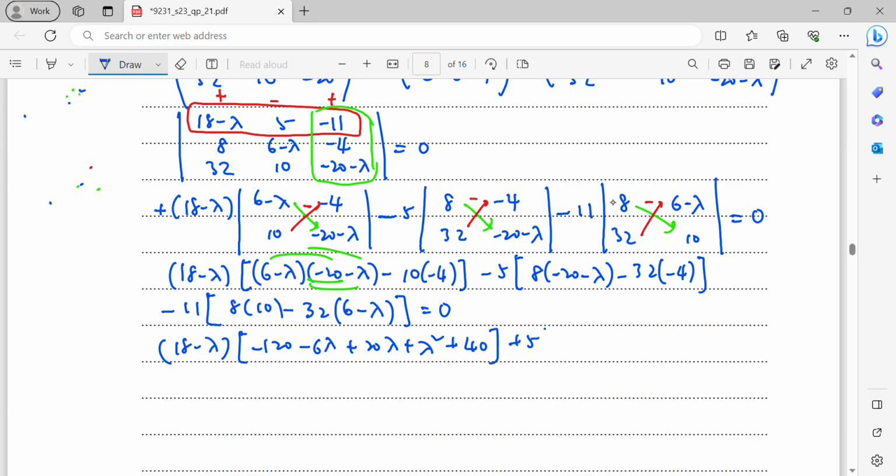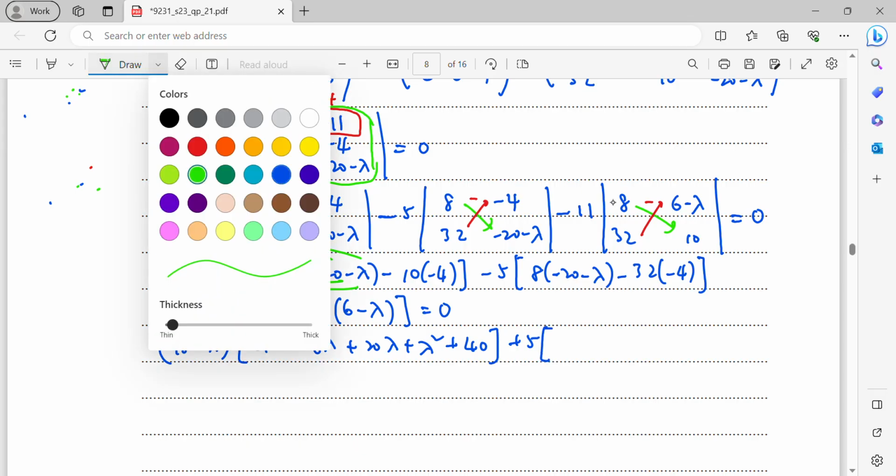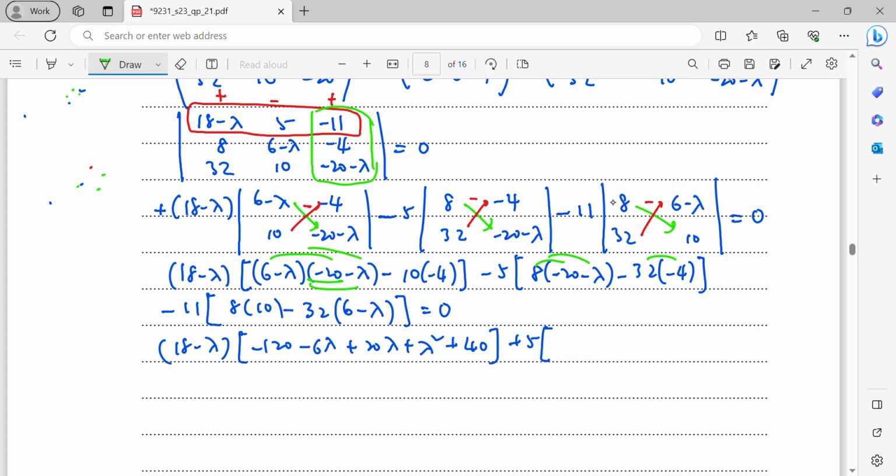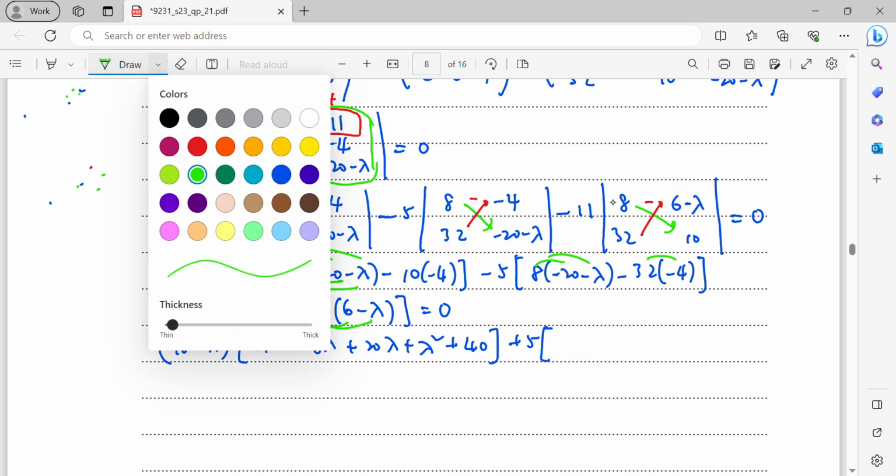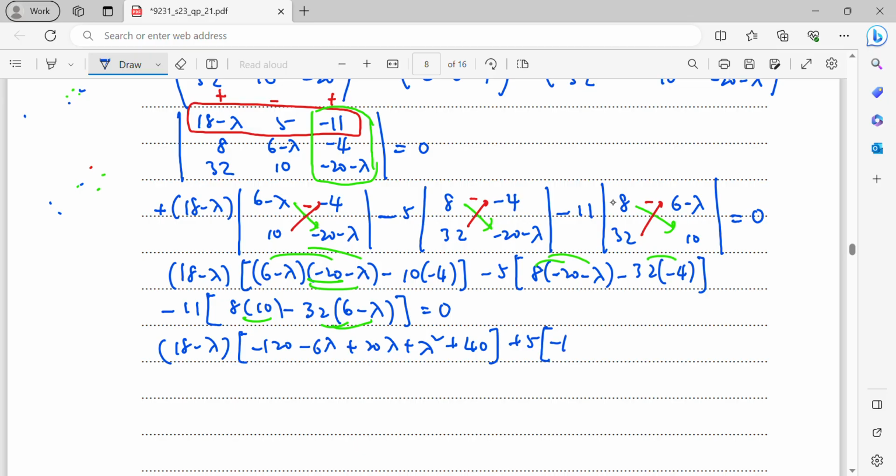Okay, then plus 5. So again, multiply here, and then this one multiply, here multiply. Alright, so the first one will be minus 160, then minus 8 lambda. Then after that, minus 32 times minus 4, it will be plus 128. Okay, then minus 11, bracket, 8 times 10, it will be 80. 32 times 6, it will be 192, but there is a negative, so minus 192. So minus 32 times minus lambda, it will be plus 32 lambda.